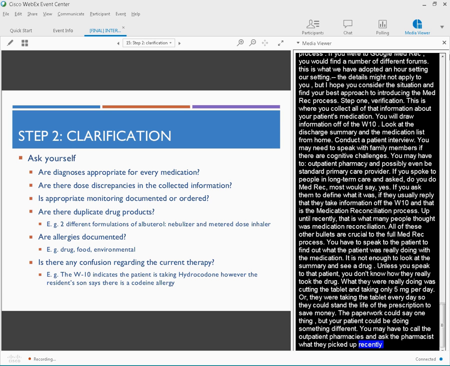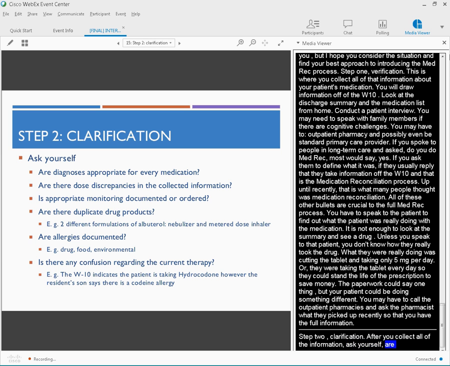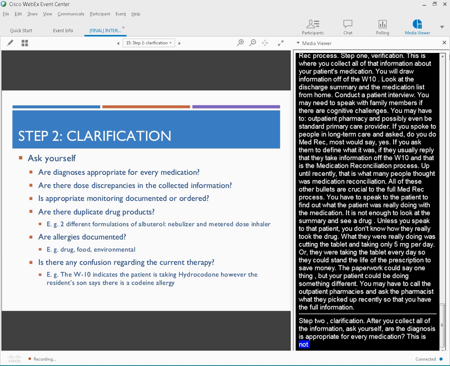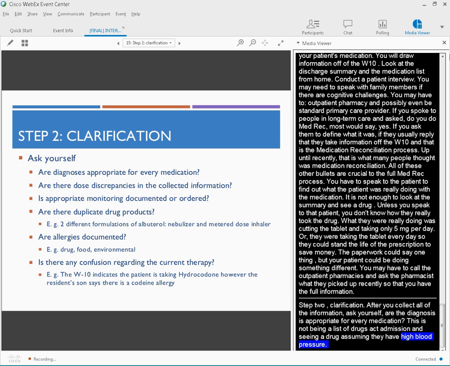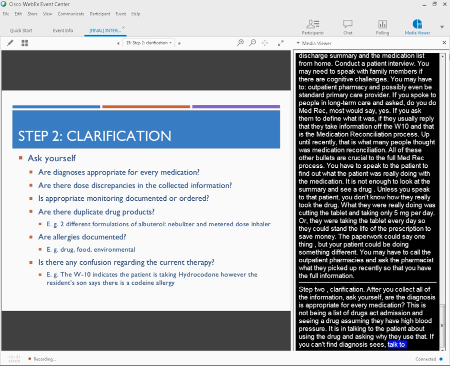So, step 2. Clarification. After you collect the information from all these different sites, ask yourself, are the diagnoses appropriate for every medication? And again, this is not, at admission, seeing a list of drugs and seeing the use of Actipril and assuming that the person has high blood pressure. It is in talking to that resident: I see that you're using this medication, Actipril, and why do you use that? And if the person says high blood pressure, well, there you go. You have your diagnosis. And if you can't find a diagnosis, it's talking to the provider to determine what the accurate diagnosis should be.